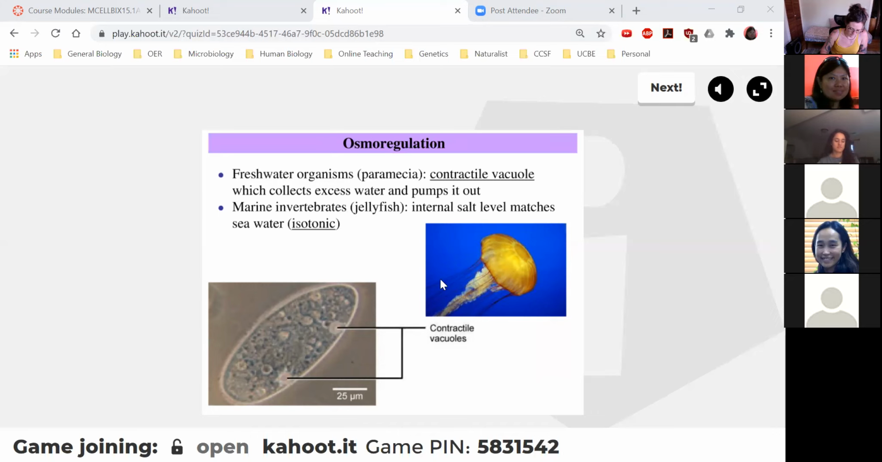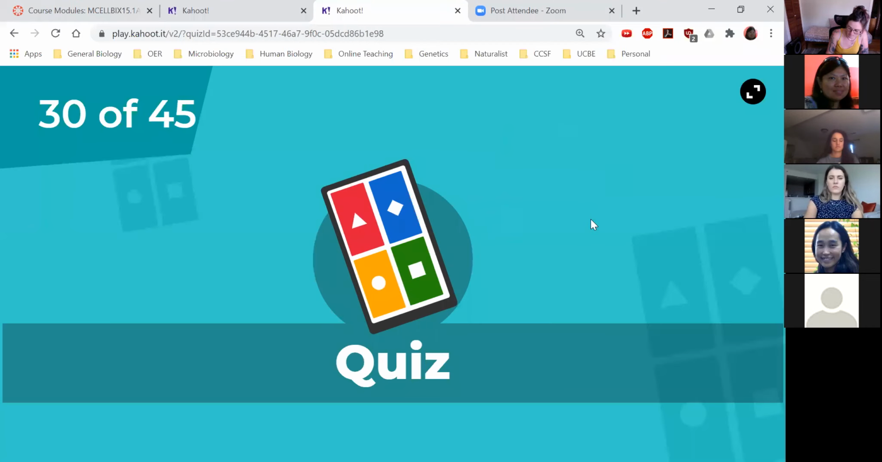There are other organisms that live in marine environments, like the jellyfish. They have a mechanism to match the solute concentration inside to the solute concentration in the seawater. That way they become isotonic, and they don't have to worry about regulating osmotic pressure. Humans, as multicellular organisms, have our kidney. What our kidney does is regulate water in our body.